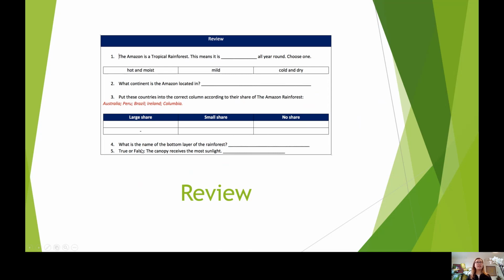Question 4. What is the name of the bottom layer of the rainforest? You will remember that last week we learned about the 4 different layers of the rainforest, and this question is asking for the bottom layer. Please pause this video now and write down your answer. Question 5. True or false? The canopy receives the most sunlight. You'll need to think about where in the rainforest the canopy is and where you think there might be the most sunlight. Pause the video now and write down your answer.